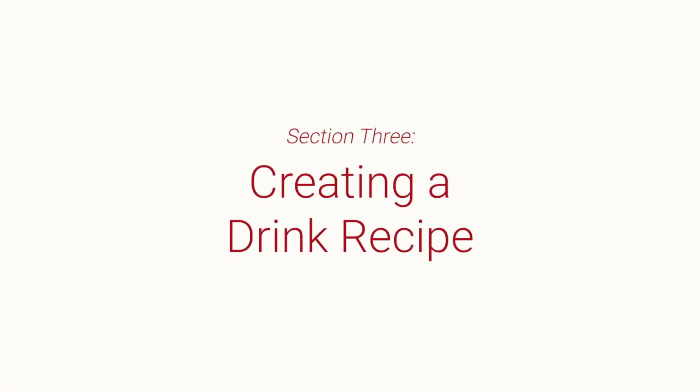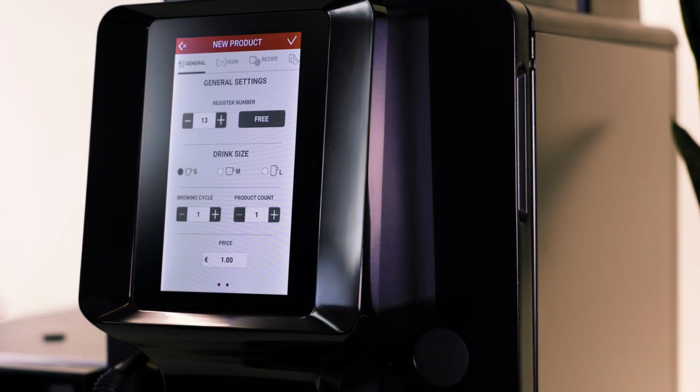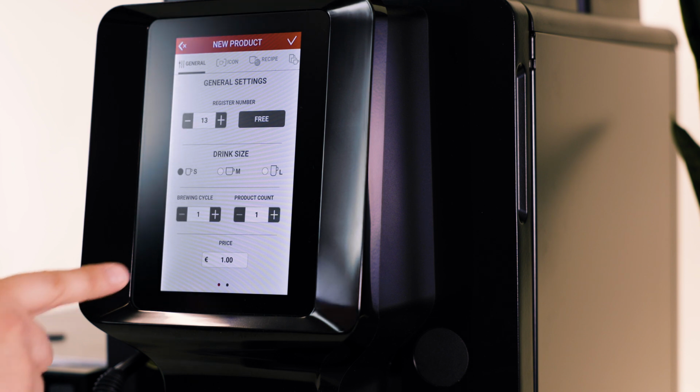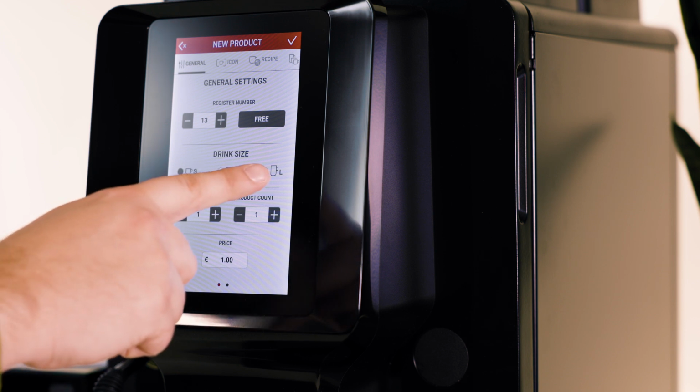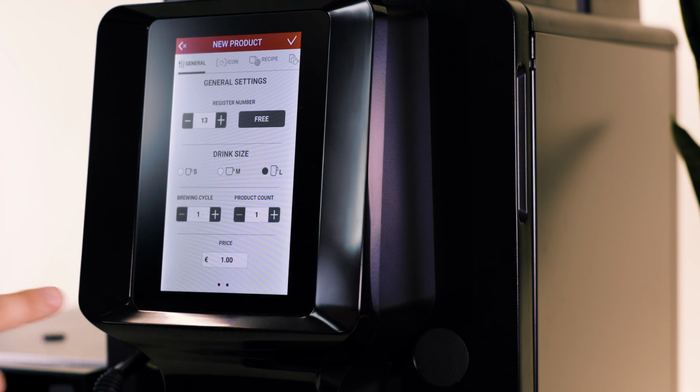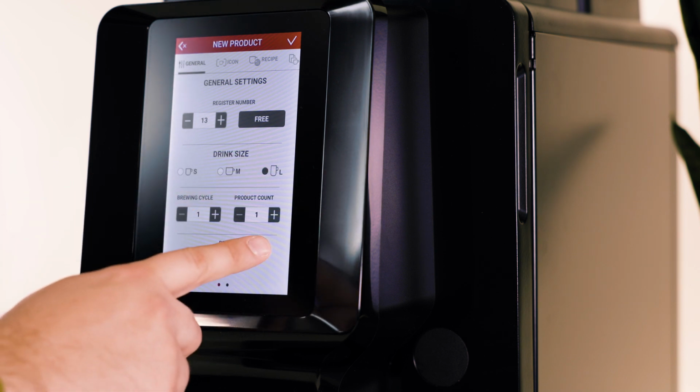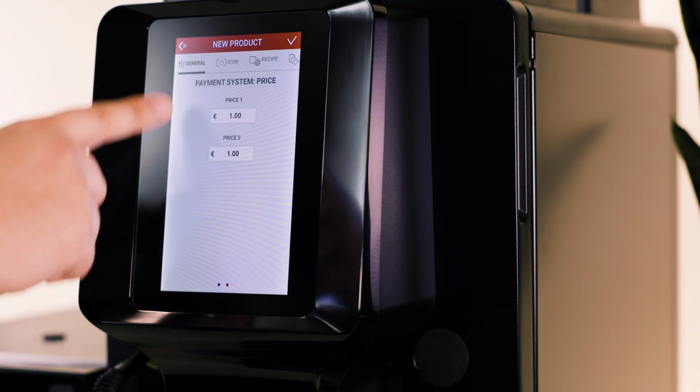Section 3. Creating a recipe. First, you will see an automated registration number for your new drink. On this screen, you can input metrics including drink size, brew cycle, and product count. If you swipe, you can also input information regarding price.